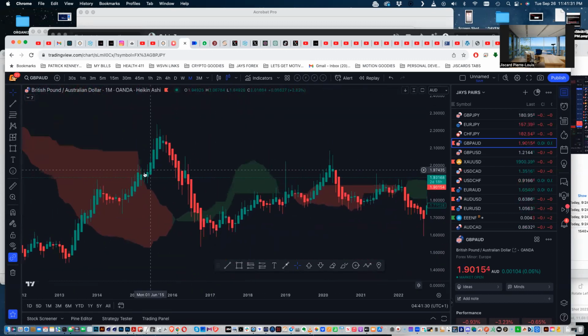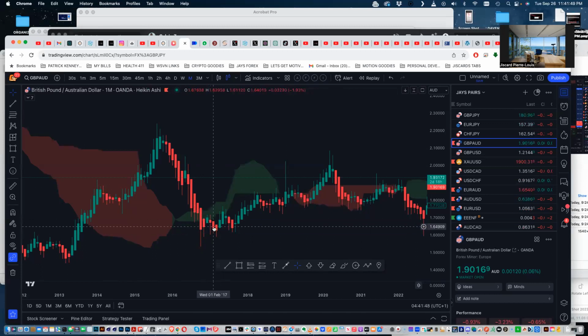When the candles are above the cloud, we're buying, right? Here it did pull back, right? So that's what tends to happen with the cloud. So if it's above the cloud, it's buying. Yeah, well, it's pulling back. Below the cloud, we're selling.